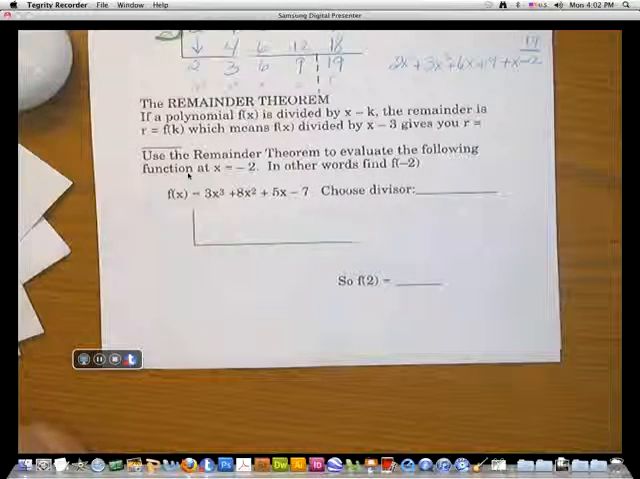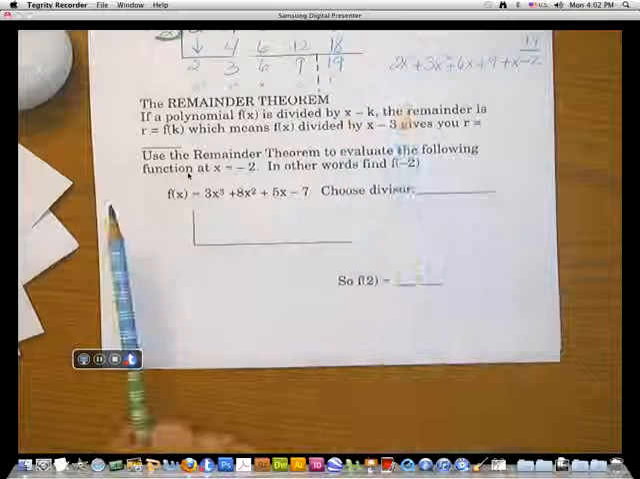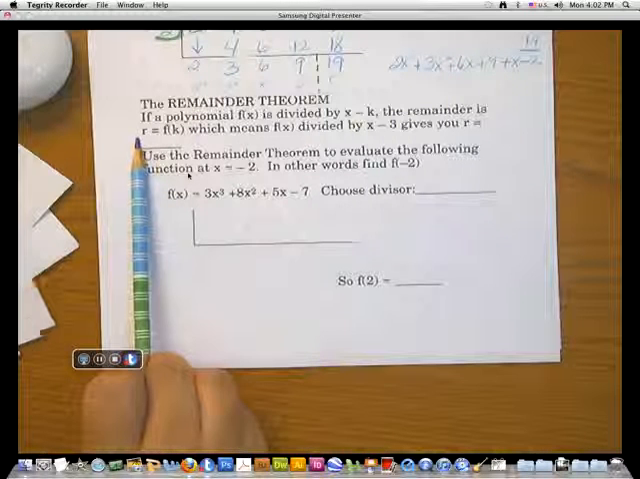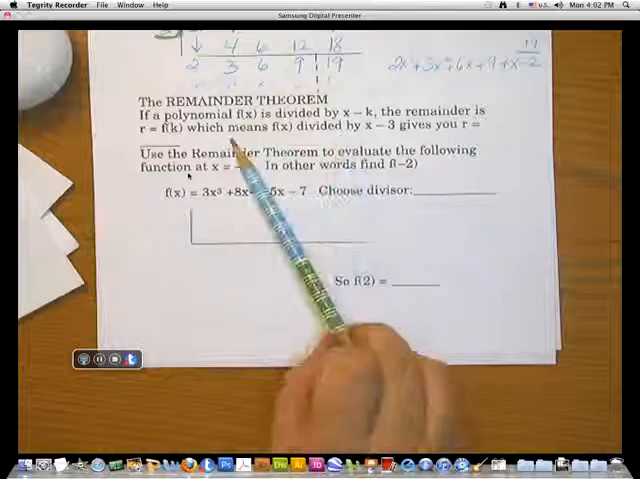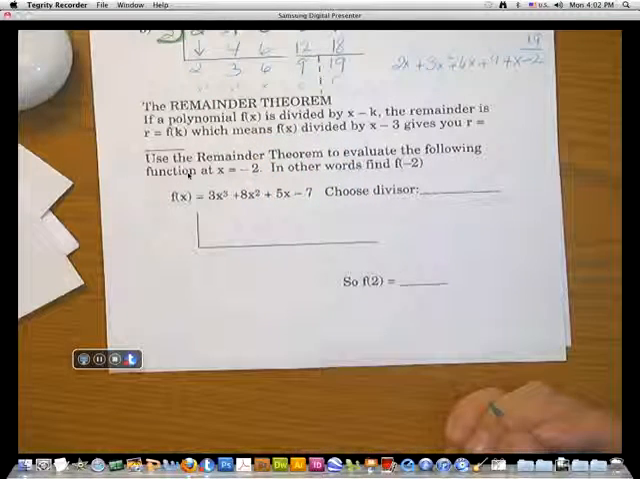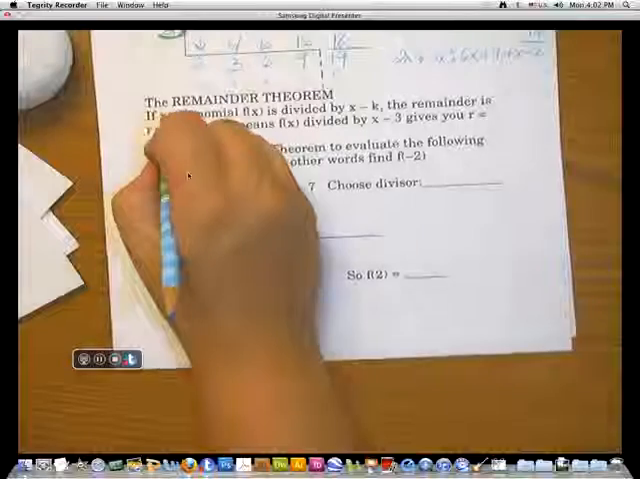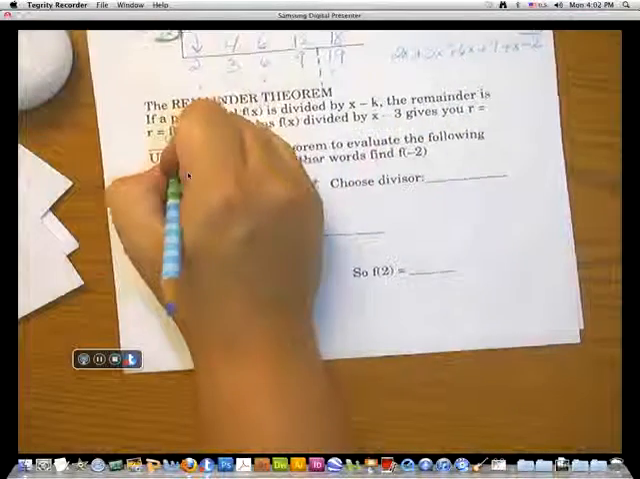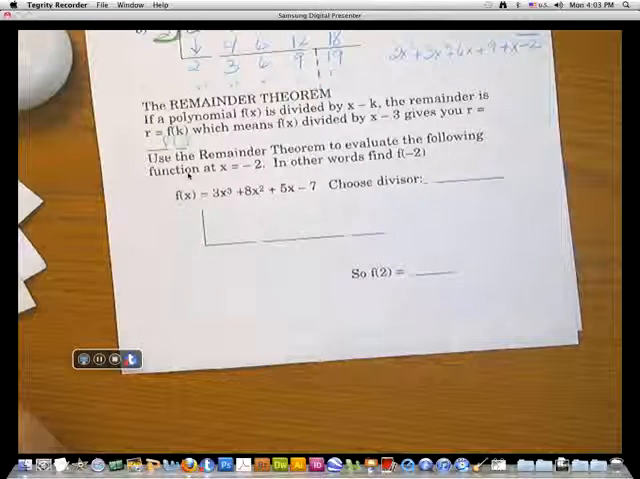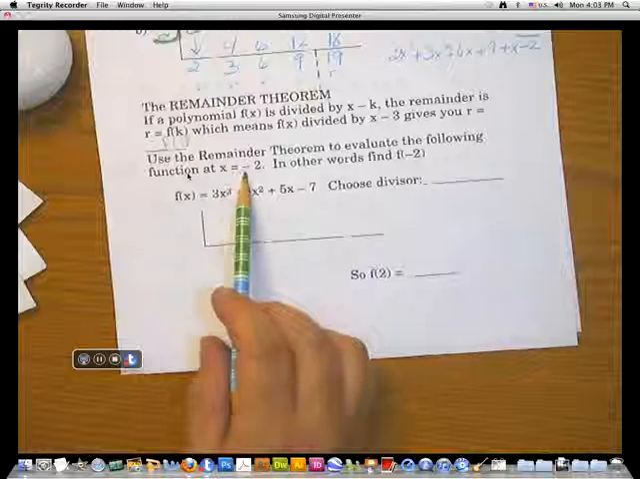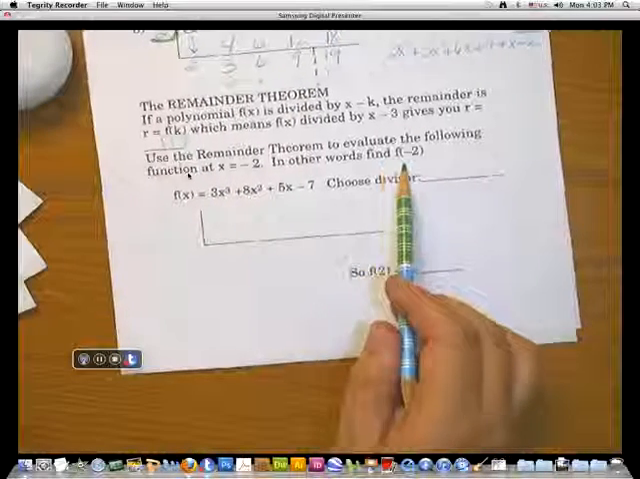Alright, the remainder theorem: if a polynomial is divided by some factor and you get a remainder, it means that when you divide by that factor, that's actually your value. And what that means is, in this case with x minus 3, the remainder would be f of 3. So use the remainder theorem to evaluate the following function at x equals negative 2. In other words, find f of negative 2.